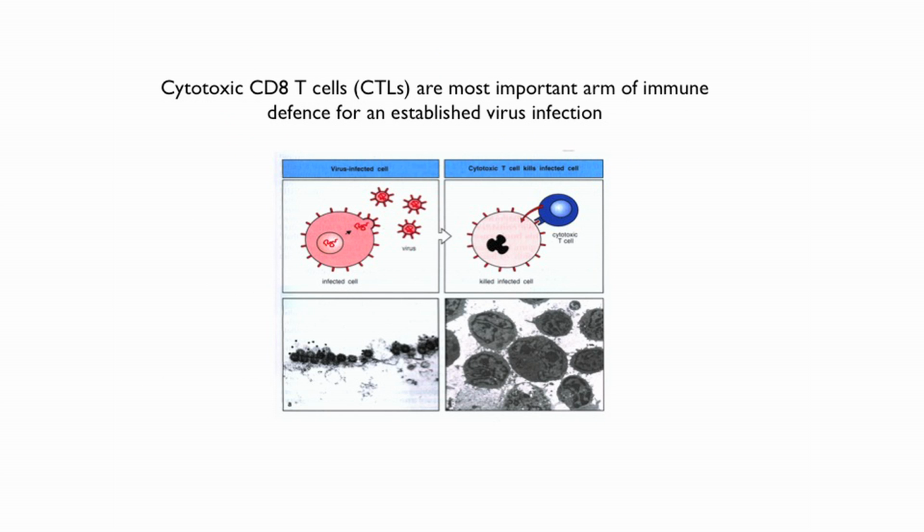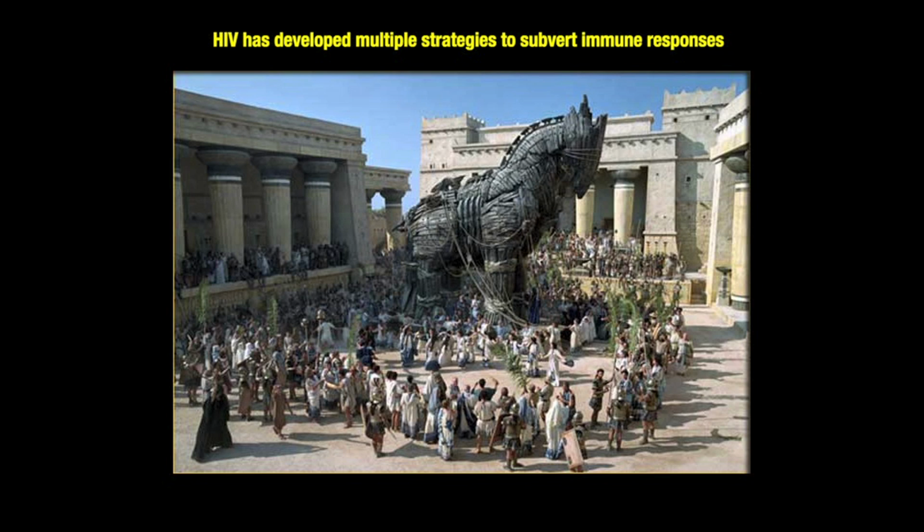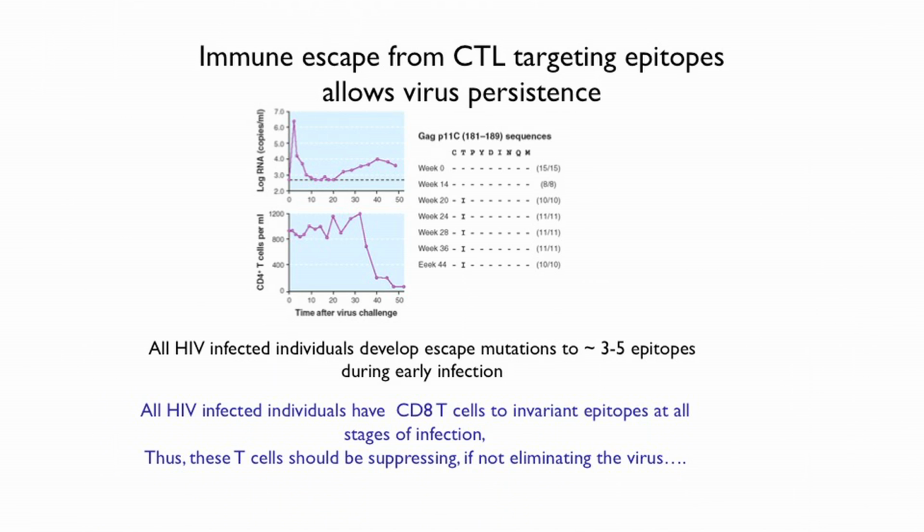And we think that the major effector cell that's controlling virus throughout the infection is the cytotoxic CD8 T cell. But there's a battle going on between the virus and the CD8 T cells, where the virus eventually seems to subvert that immune response. And the way the virus subverts the immune response is most likely just escape from the epitopes.